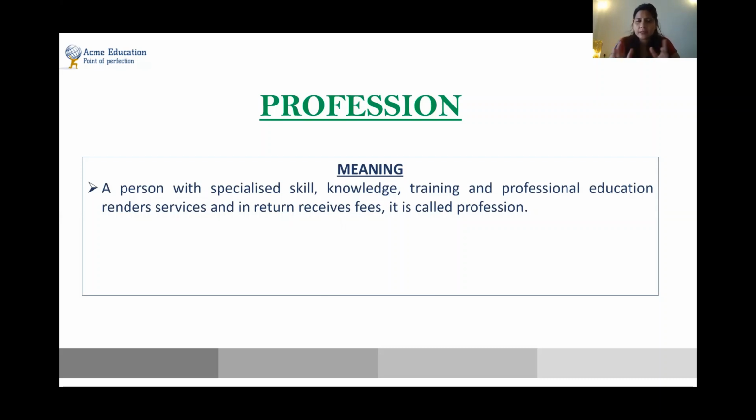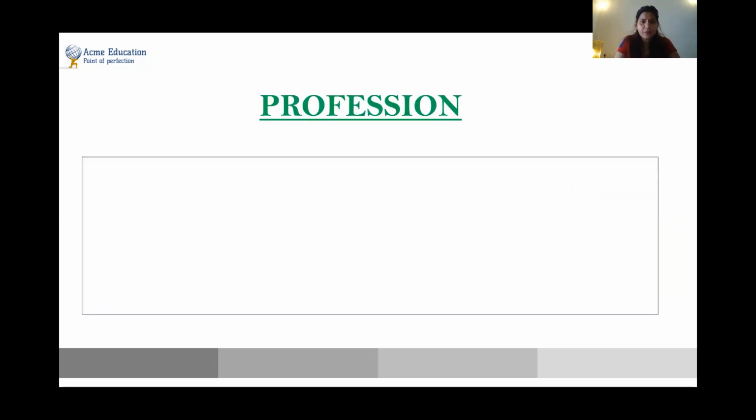There is a certain code of conduct, meaning the rules and regulations which need to be followed when you are in a professional activity. A very good example can be a chartered accountant, a doctor, or a lawyer. These are examples of professionals. Moving to the next topic: what are the characteristics of a profession?